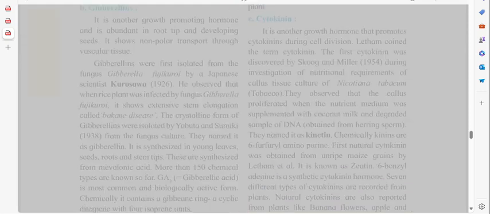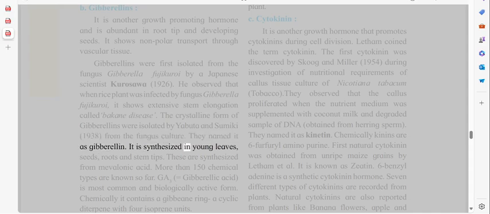B. Gibberellins. It is another growth-promoting hormone and is abundant in root tip and developing seeds. It shows non-polar transport through vascular tissue. Gibberellins were first isolated from the fungus Gibberella fujikuroi by the Japanese scientist Kurosawa, 1926. He observed that when rice plant was infected by the fungus Gibberella fujikuroi, it showed extensive stem elongation called Bakanae disease. The crystalline form of gibberellins was isolated by Yabuta and Sumiki, 1938, from the fungus culture. They named it gibberellin.